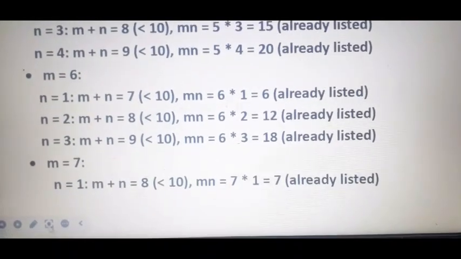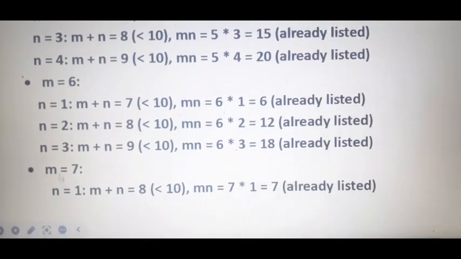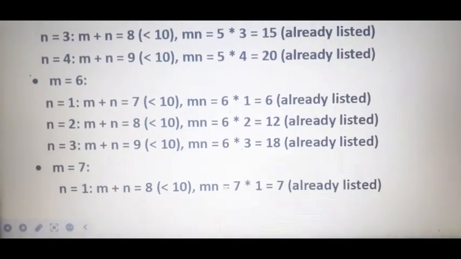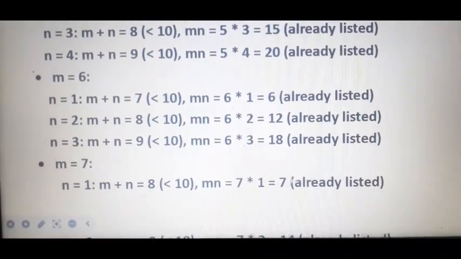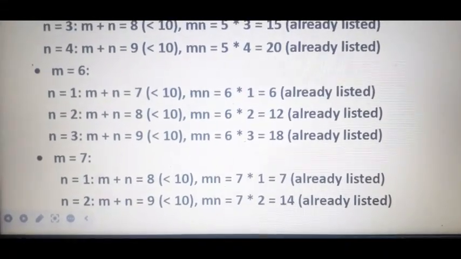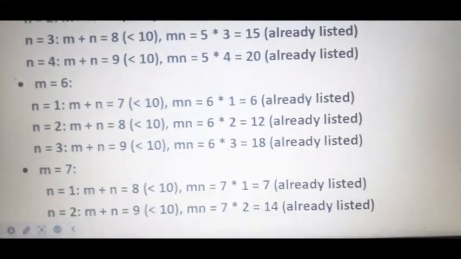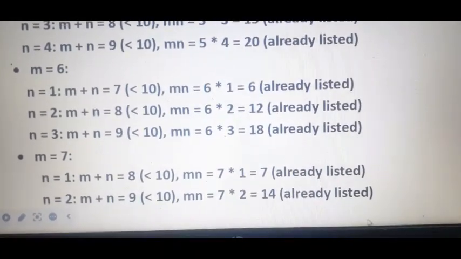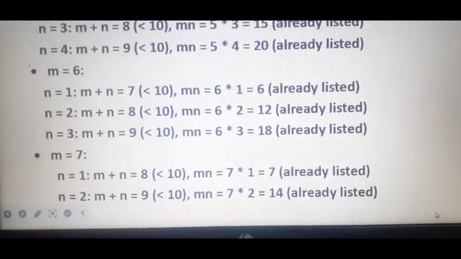If m is 7 and n is 1, 1 plus 7 is 8, which is less than 10, and 7 times 1 is 7, already listed. If n is 2, we get 9, which is less than 10. The product of 7 and 2 is 14, already listed.